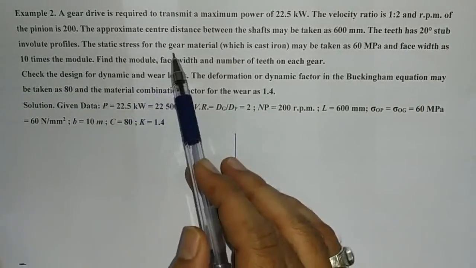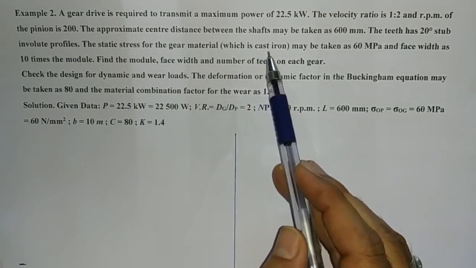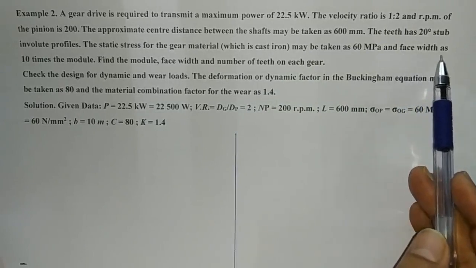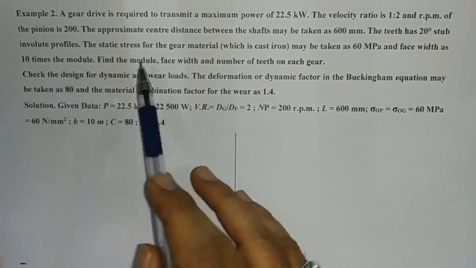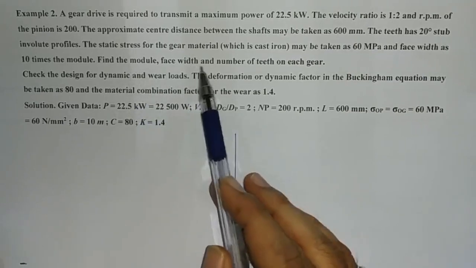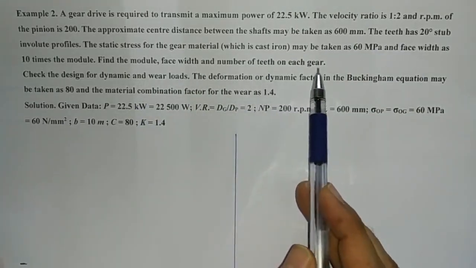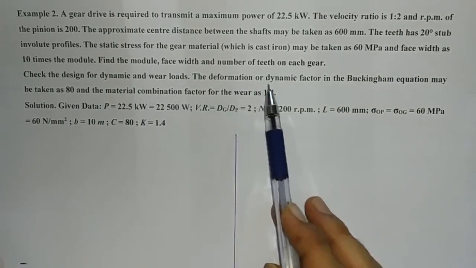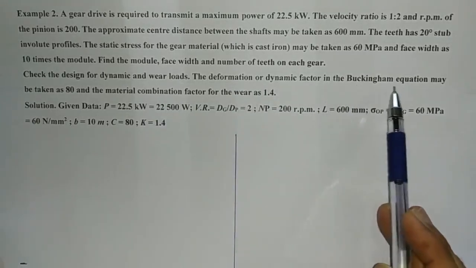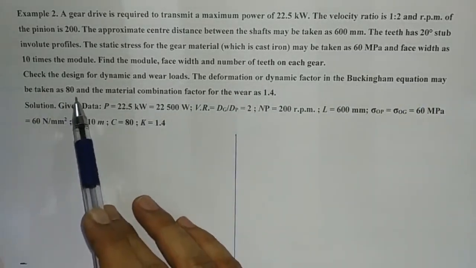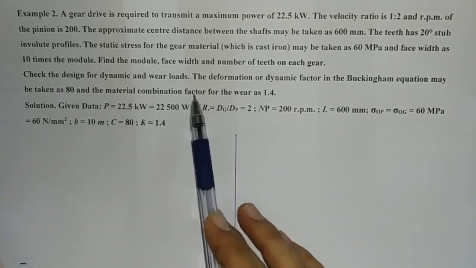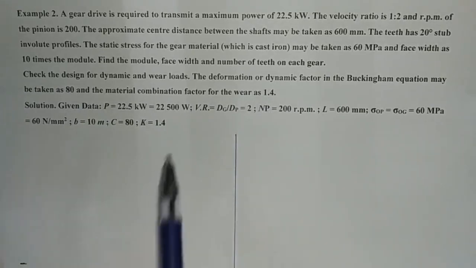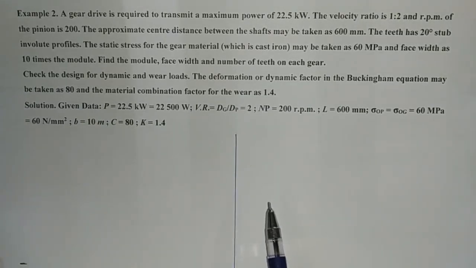The static stress for the gear material, which is cast iron, may be taken as 60 megapascal and face width as 10 times the module. Find the module, face width and number of teeth on each gear. Check the design for dynamic and wear loads. The deformation or dynamic factor in the Buckingham equation may be taken as 80 and the material combination factor for the wear as 1.4. Now here in this example we have to design the total spur gear.